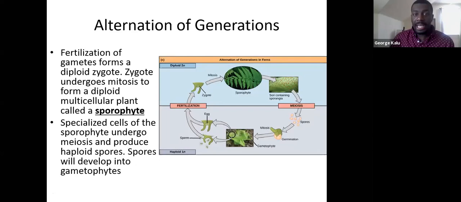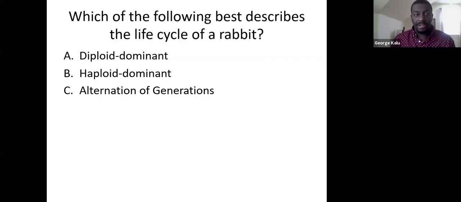Any questions on these types of life cycles? If not, we have a question here. Which of the following best describes the life cycle of a rabbit? Is this diploid dominant, haploid dominant, or alternation of generations?